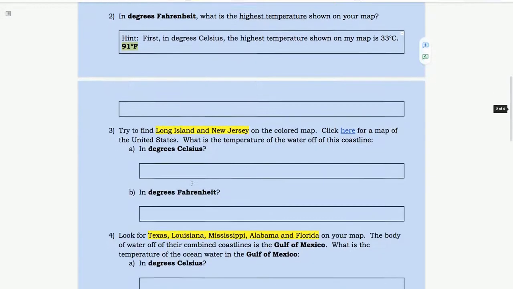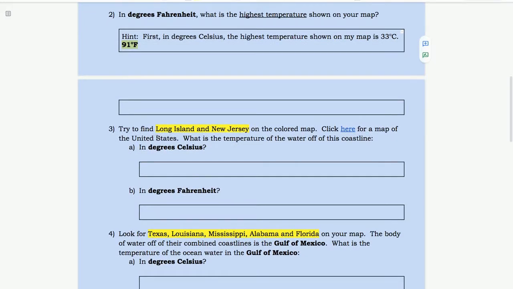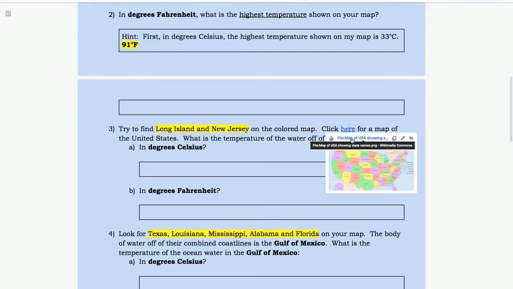So now it says, try to find Long Island and New Jersey on the colored map. Click here for a map of the United States. What is the temperature of the water off of this coastline? Well, Long Island is part of New York, and New Jersey is a state. So let's click here to get a better look.